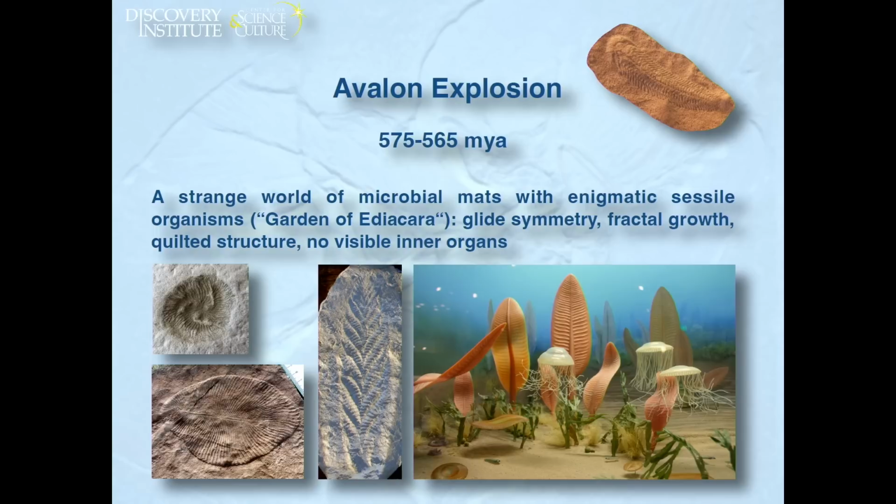They have a strange symmetry. They have a glide symmetry. Left and right side are shifted against each other, not mirror symmetrical like we are. We can make a line through the middle of the body, and left and right are more or less equal. They have a strange kind of reproduction, of fractal growth. They have a quilted structure like an air mattress. They have no visible organs. They look like aliens, basically.